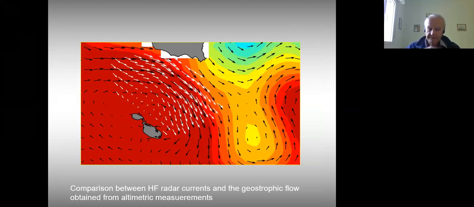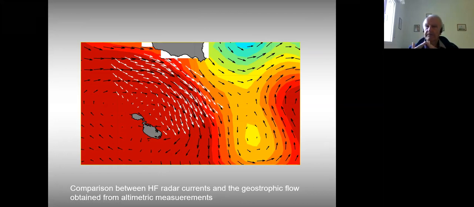We also try to compare the measurements obtained from coastal radar, from scatterometer data, and from the numerical model of surface current. So we have three things. We have the wind, which is the forcing.